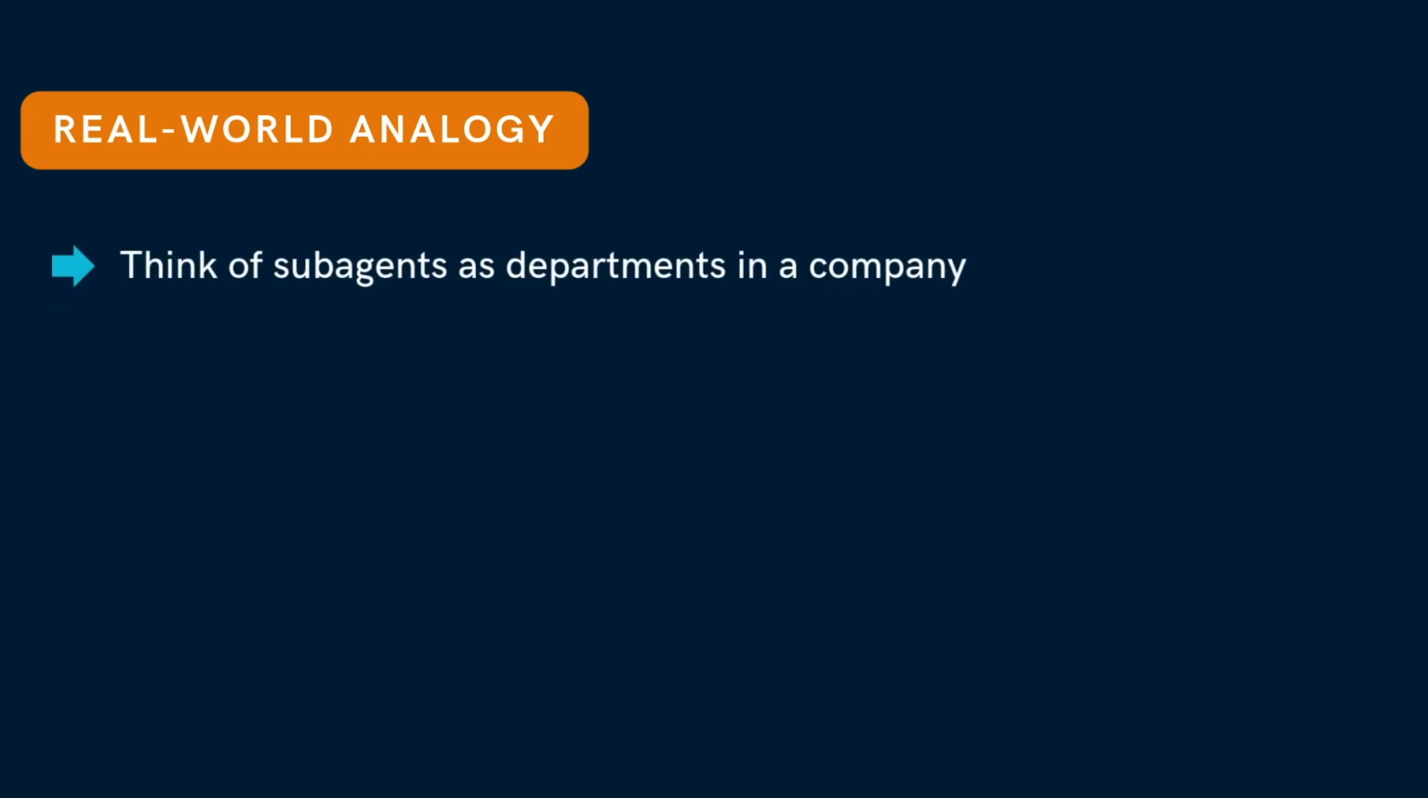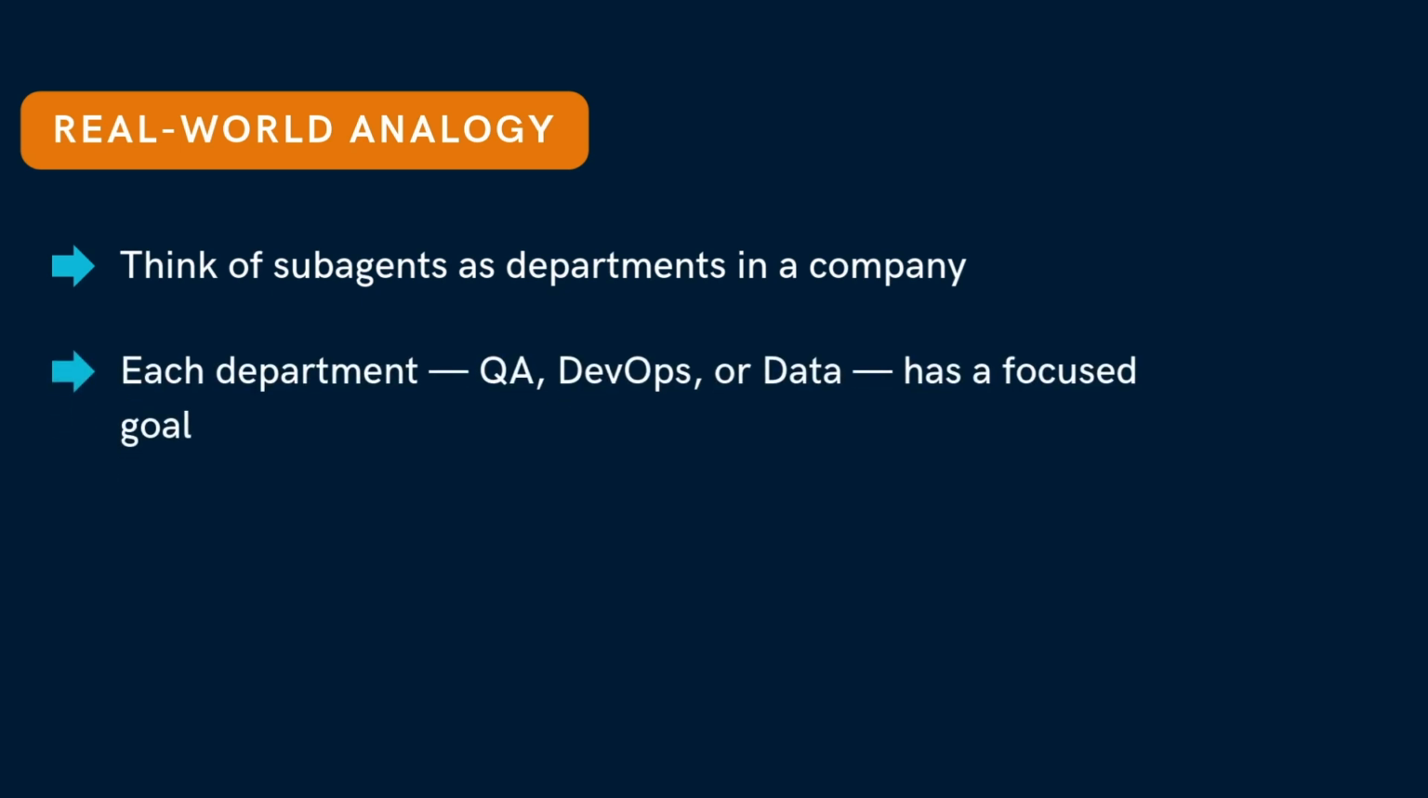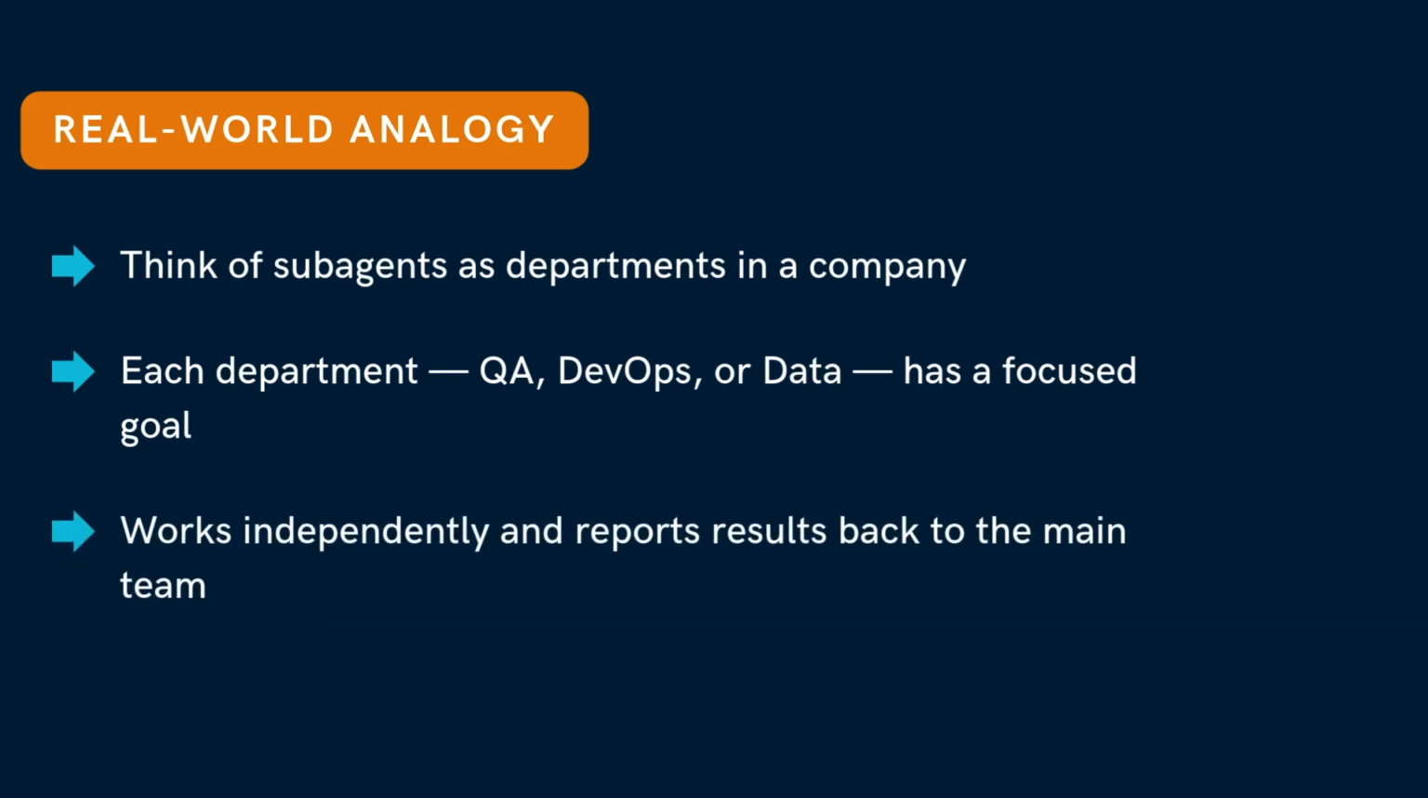Imagine Claude Code as a company with different departments. Each one handles its own responsibilities. Just like QA checks quality and DevOps handles deployment, each subagent has its own goal and area of focus. Departments work on their own but share their results with management. That's how subagents keep things structured and connected.